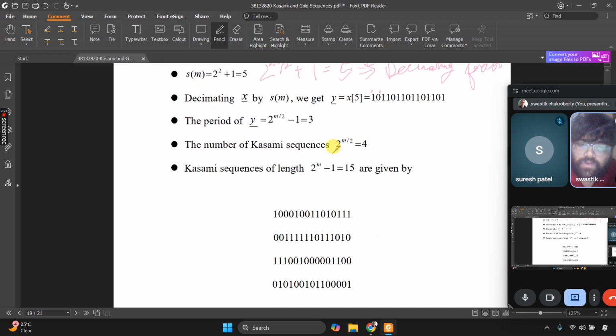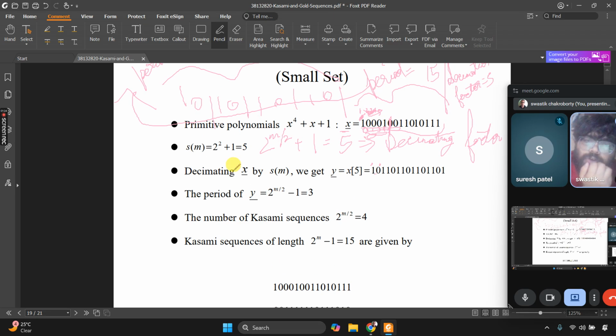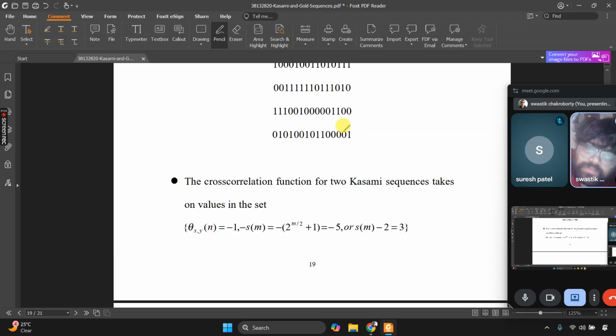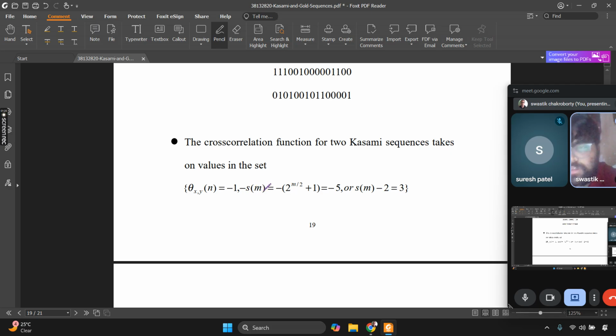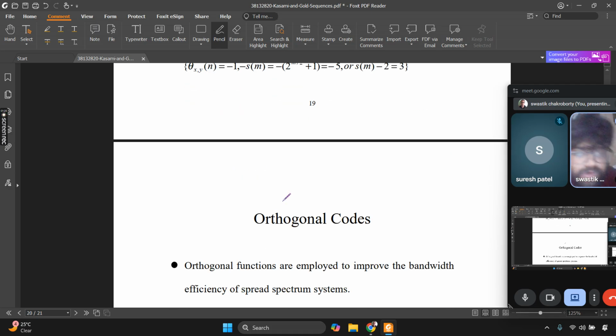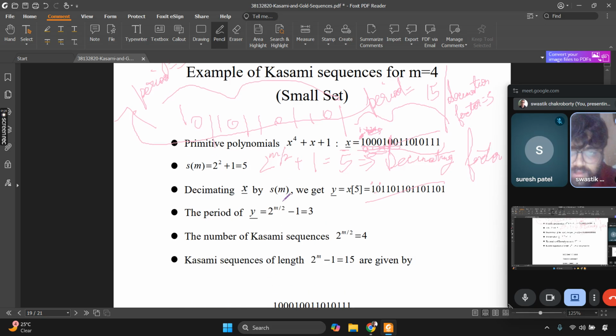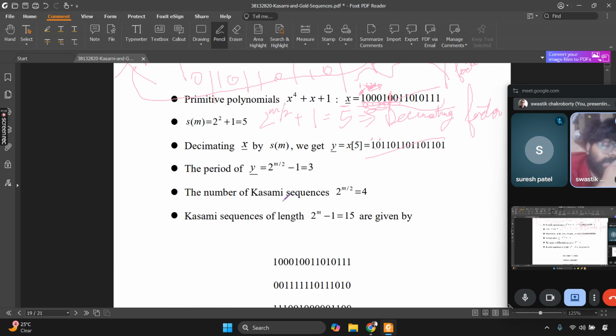And the Kasami sequences will be given by, you have x and you have y. So now you again do x XOR y, then x XOR z inverse y, x XOR z minus 2 y, like that, and you generate all the Kasami sequences. And the Kasami sequences will also have correlation values of -1, -5 or 3. These are the Gold and Kasami codes.